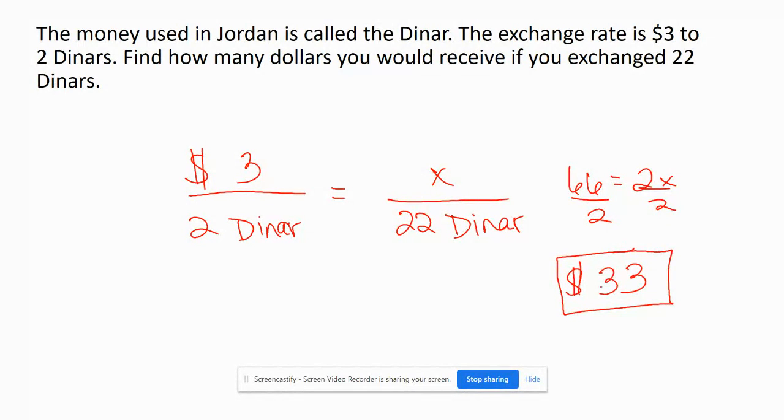Okay. Now make sure you understand that you have to put these proportions lined up correctly. If dollars go up here at the top, dollars is what I'm trying to find here. The dinar at the bottom, dinar have to be on the bottom of the other fraction. Just make sure they're lined up correctly. And you can cross multiply and work it out over here. That's what you do for each problem.